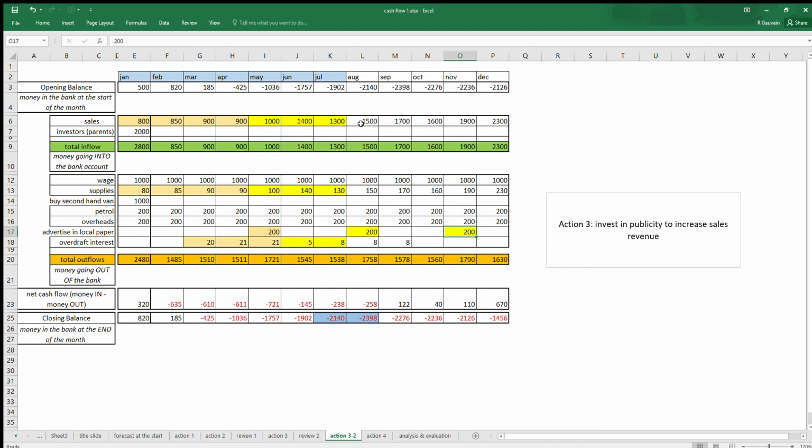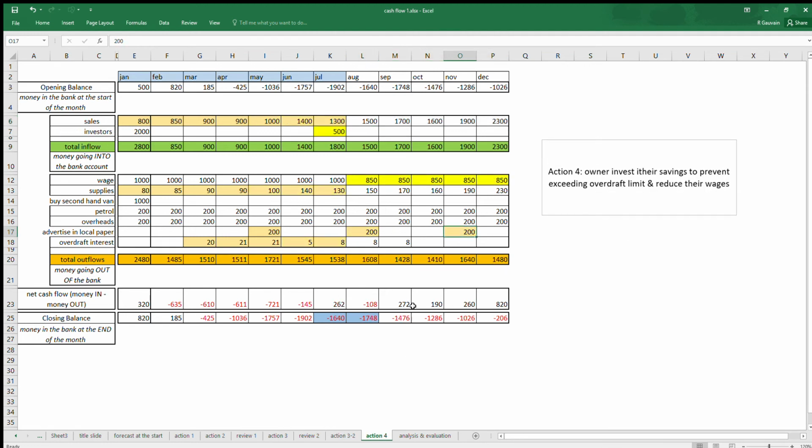So consequently, they estimated sales to do the same pattern again. So they go up just as you run the advert, and then they drop, and then you run another advert, and then they start going up again. And in addition to this investment into publicity to increase sales revenue, they've also thought that in order to mitigate the risk of going over the overdraft limit, the owner has invested their own money.